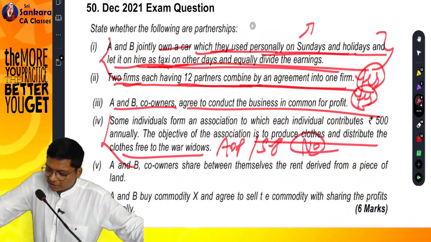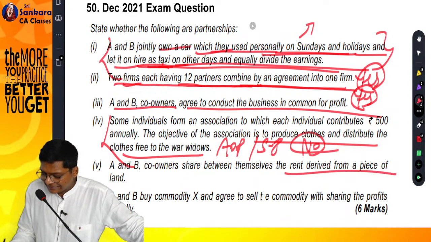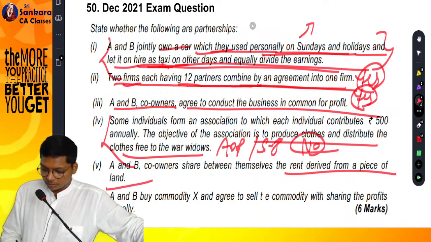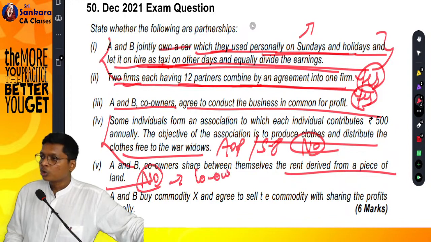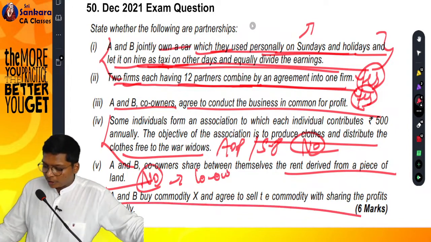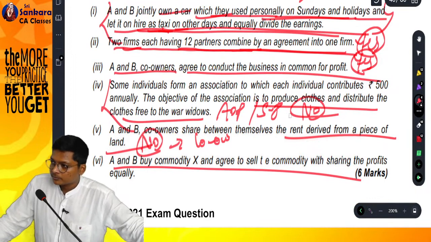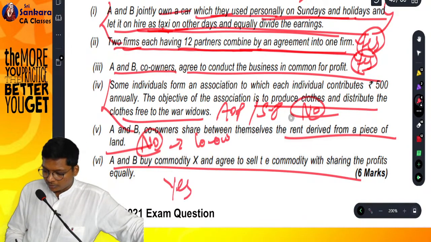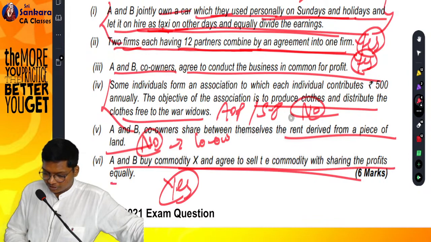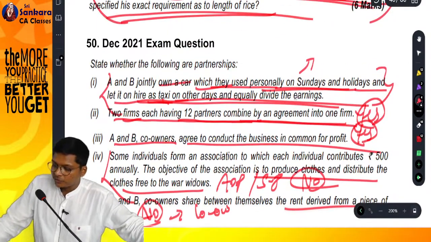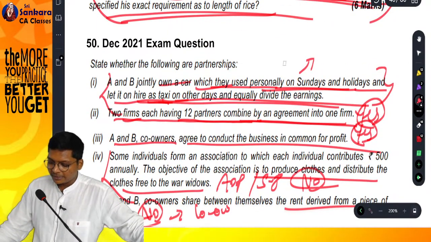A and B co-owners share between themselves rent derived from a piece of land. Is it partnership? No, it's a classic case of co-ownership. A and B buy a commodity and agree to sell the commodity by sharing the profits equally. Yes, sharing the profits equally, it becomes a partnership. Now come back to first question. Now in this flow, tell me.